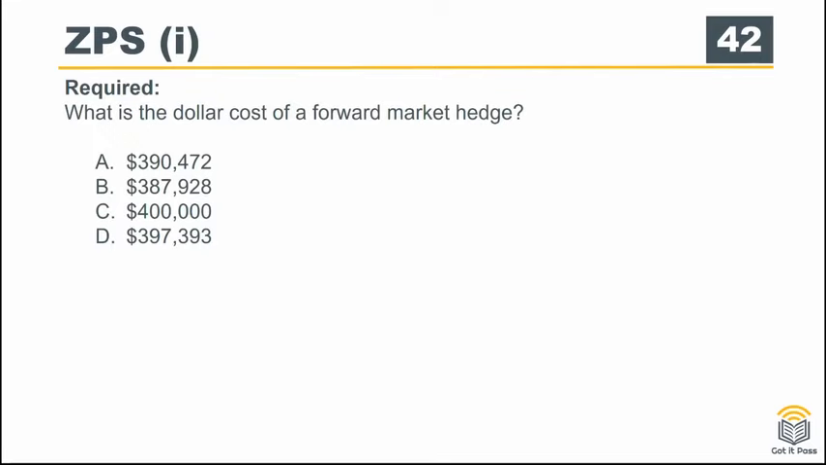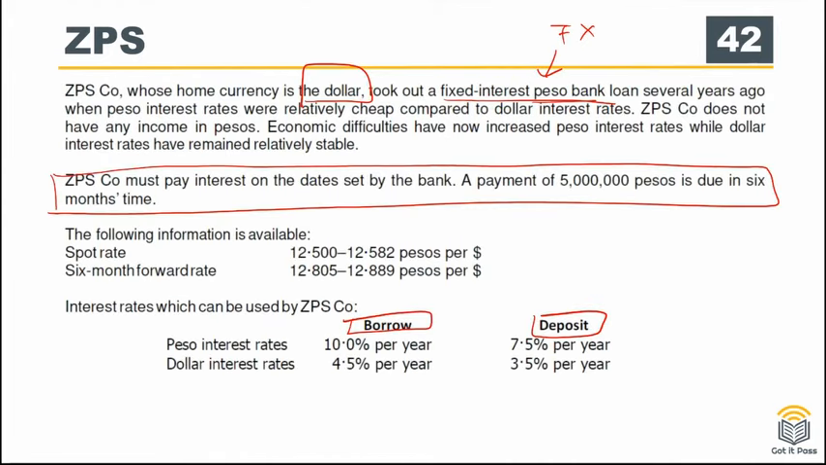You can work on 5 multiple choice or objective test questions. The first question asks what is the dollar cost of the forward market hedge. For the forward market hedge, we will look at this 6-month forward rate, because the payment of 5 million pesos is due in 6 months' time, as stated in the question. We have 2 rates, the bid price and the ask price.